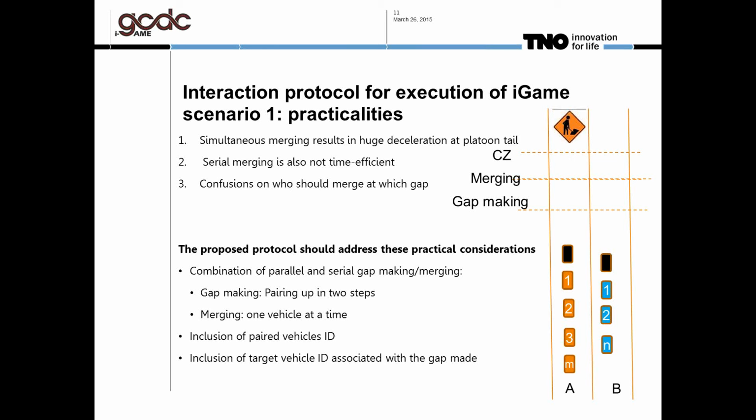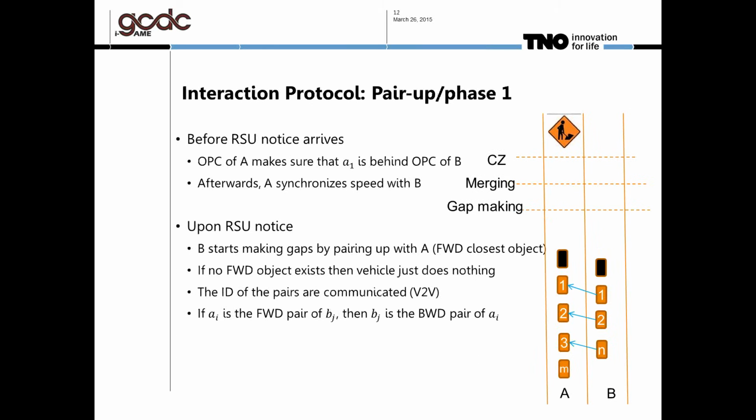Now I go into the different phases of the protocol. The first phase is called pair up, where the cars in platoon B start to pair up with the cars in platoon A. In a sense, the cars in platoon B start to open the gap for a car which is relevant for them. This is based on distance, so the forward closest vehicle is taken as the pair. The pairs are communicated and they are fixed until the end of the scenario.